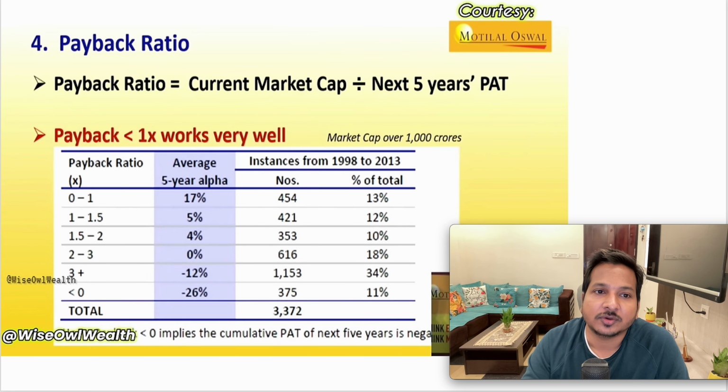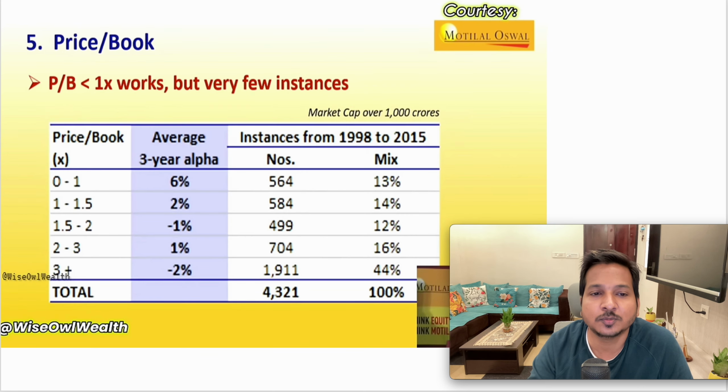So next is payback ratio. What is payback ratio? It is the current market cap divided by the next 5 years of PAT. So if it is less than 1, this also is giving a very high alpha of 17%. So you should always look for these high ROE, high growth companies, whether you are getting this payback ratio at less than 1. Next is price to book value.